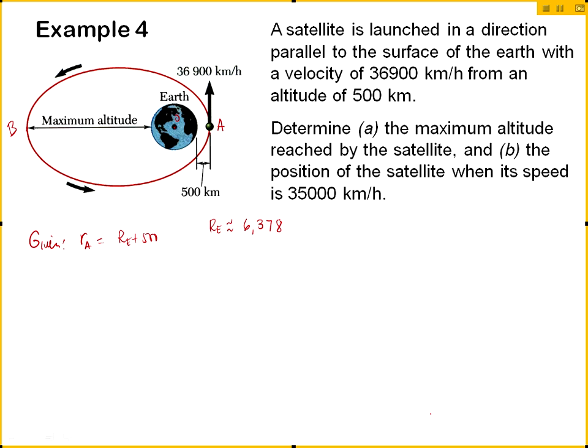Okay, it's 6,378. Okay, 6,378 is actually the equatorial radius of the Earth, because we know that the Earth is not really a sphere, right? It's actually an oblate spheroid or an ellipsoid. It's actually fatter at the equator compared to the poles, right? So the equatorial radius R sub E is 6,378. The average radius is around 6,371 kilometers.